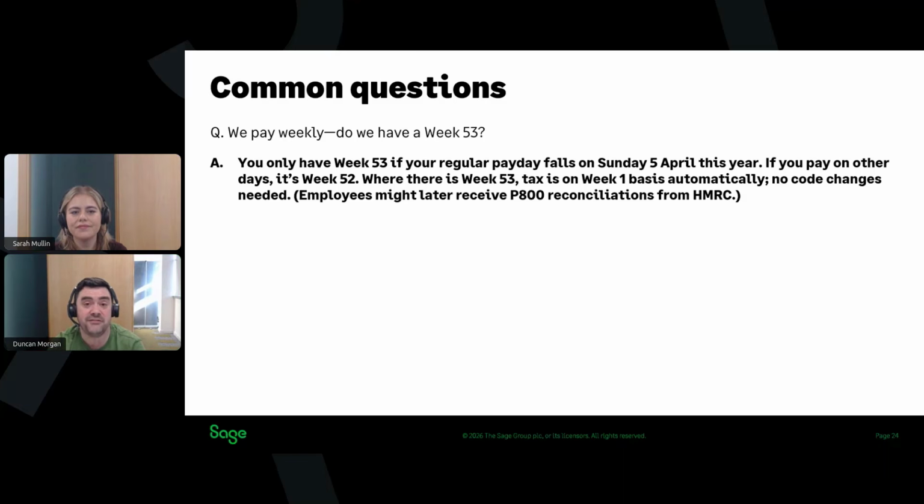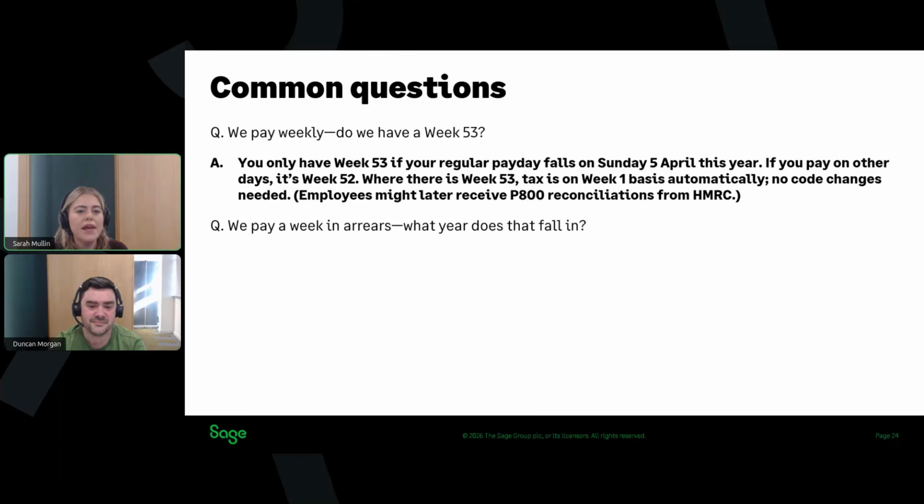If you do have a week 53, the week 1 calculation for the tax is done automatically, so no need for you to change any tax codes. But keep in mind, further down the line, employees may get a P800 notice, might result in a small tax code change as well. Great, yeah, definitely something to bear in mind, as can cause some alarm bells when those come through, but totally normal for a week 53.